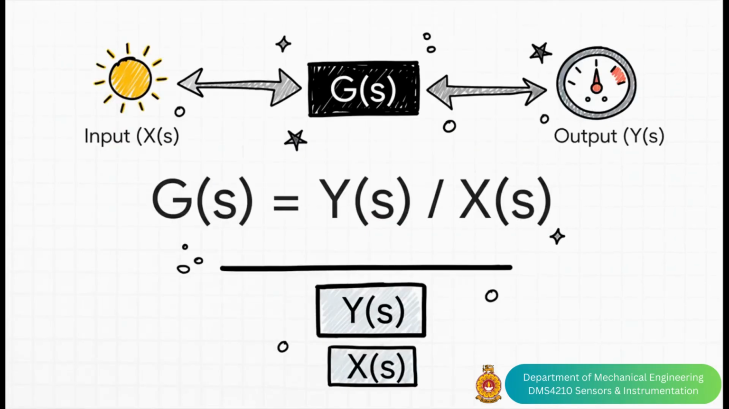And it all comes down to this super clean, super elegant equation. G of S equals Y of S over X of S. At its heart, all this really means is output divided by input. That's it. This powerful little ratio is the foundation for everything else we're about to talk about.